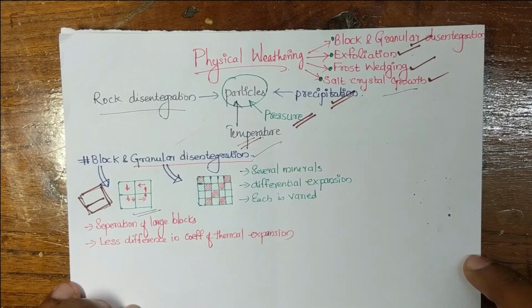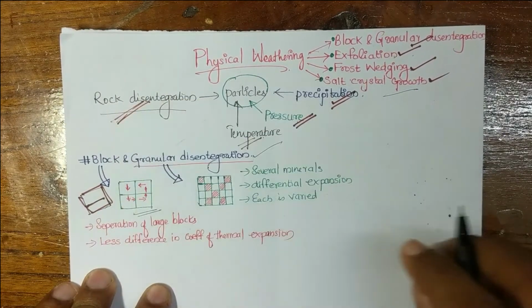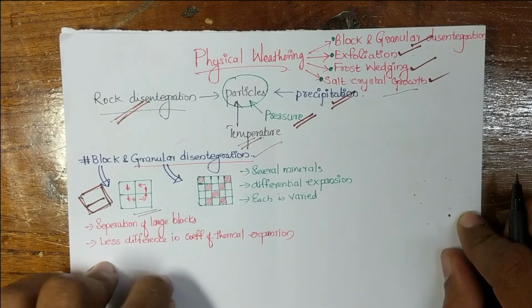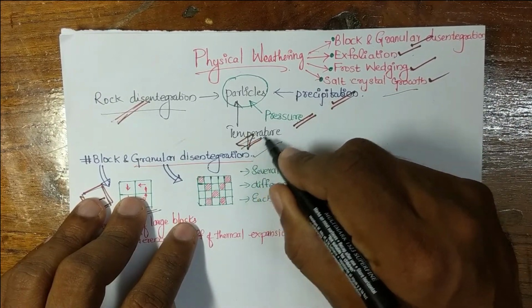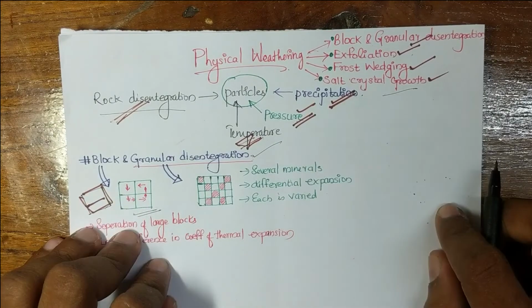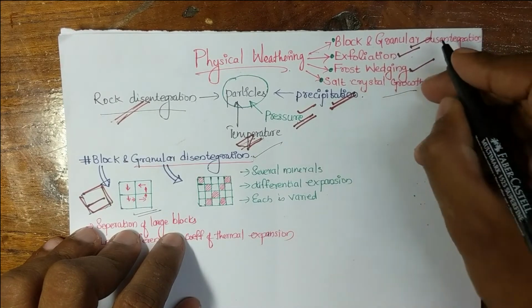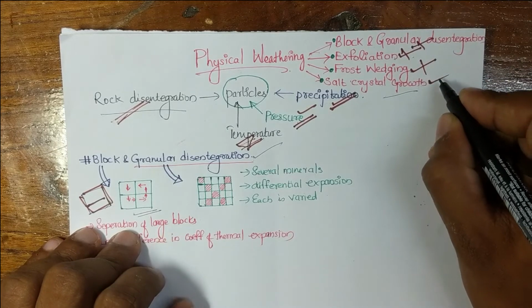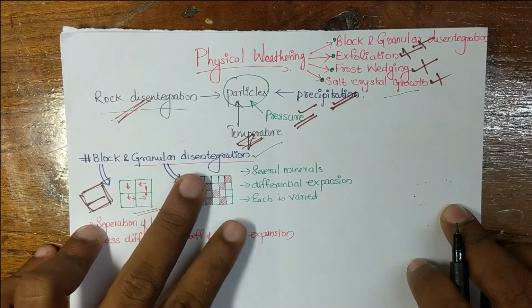Today we are going to discuss physical weathering. Physical weathering mainly deals with rock disintegration, or the disintegration of rocks into small particles. The reason behind the disintegration of rock into small particles is the varying temperature, varying pressure and the precipitation. Mainly physical weathering is of four types, which are block and granular disintegration, exfoliation, frost wedging and salt crystal growth. Now we are going to the first type, which is block and granular disintegration.